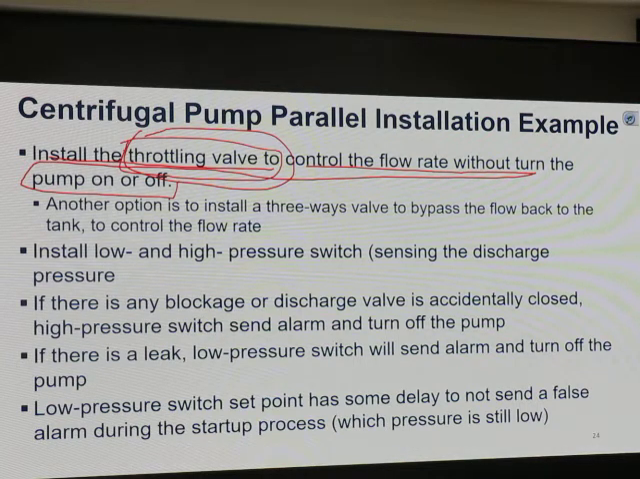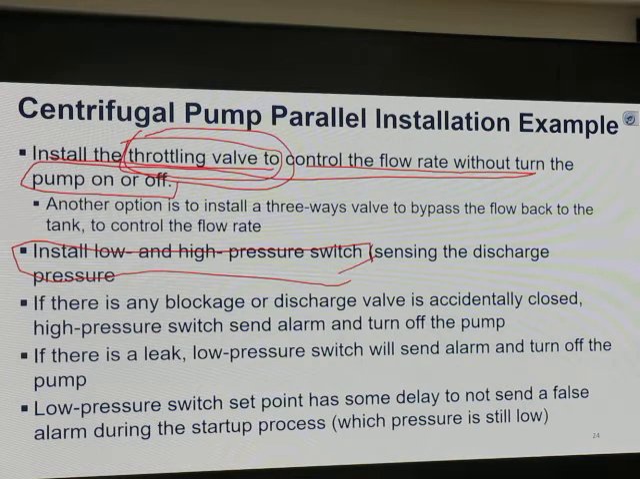The pipe will burst. Okay, we need the pressure relief valve. Don't pump against the dead end. Don't pump dry for the case of PD pump. Okay. The rest: low and high pressure switch.